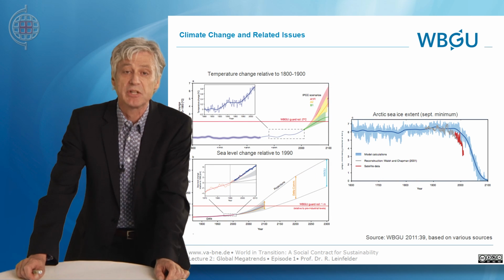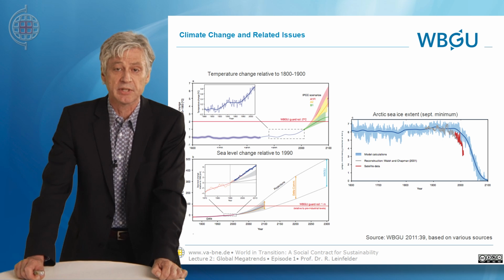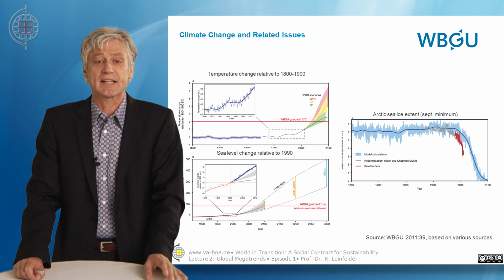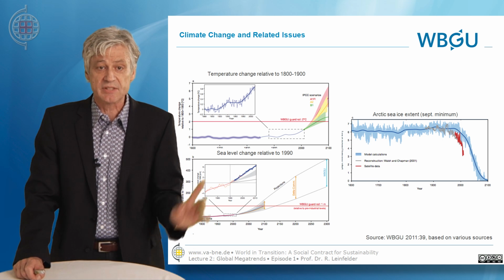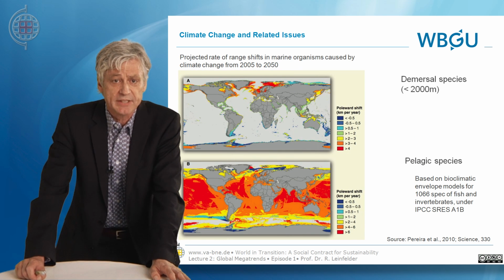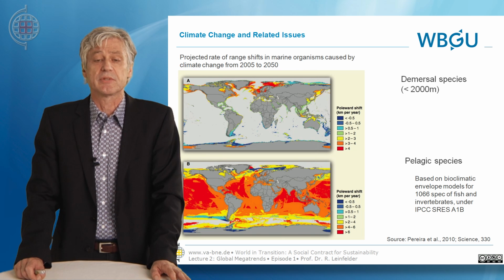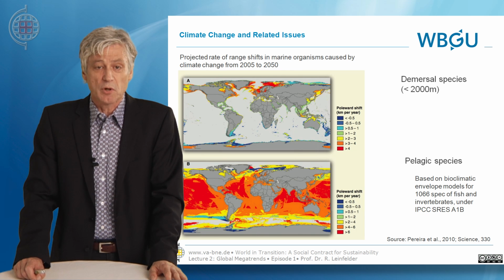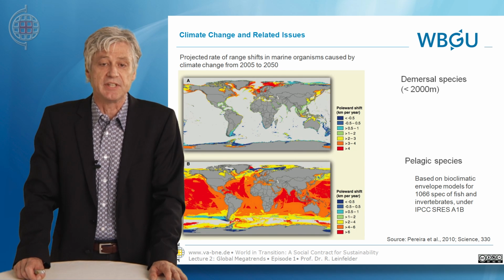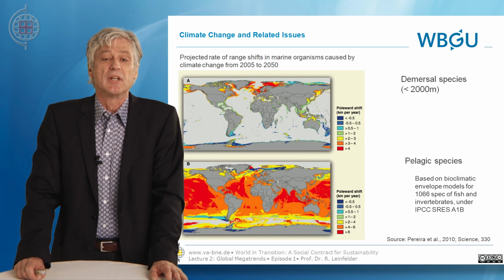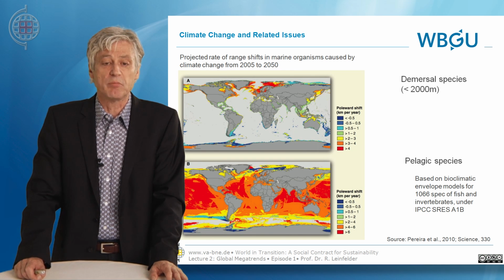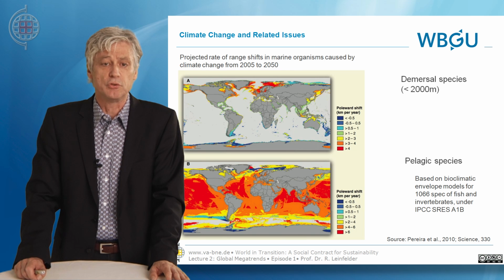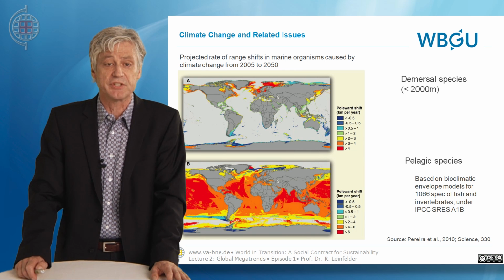Now this one is on climate change and related issues. Climate change is so important that we will have a whole lecture, lecture 3, on this topic. So I will just tackle some issues related with climate change. For instance, this one here shows you the projected rate of range shifts in marine organisms, either more living on the floor or in the water column, caused by climate change up to 2050. And these really are dramatic figures. We will have shifts of more than 4, maybe even more than 6 kilometers northwards per year, which will cause huge problems with fisheries, but also with biodiversity as a whole.